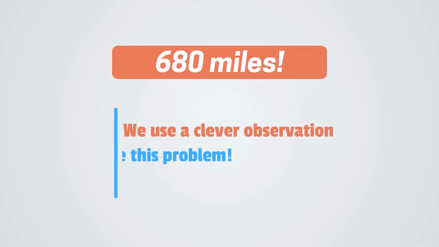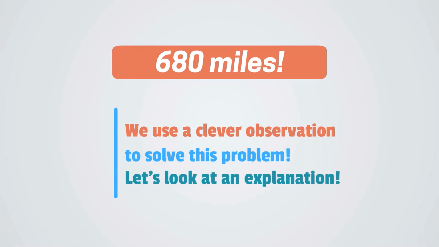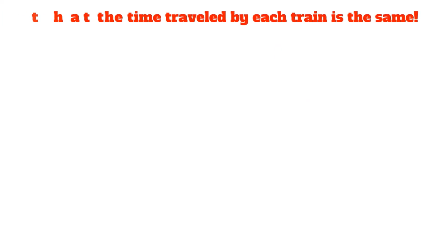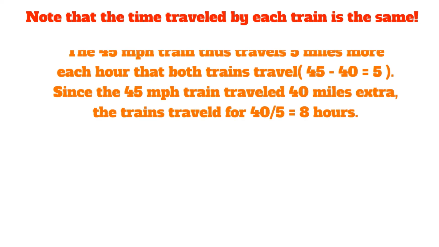The answer is 680 miles. We use a clever observation to solve this problem. Let's look at an explanation. Note that the time traveled by each train is the same. The 45 miles per hour train thus travels 5 miles more each hour than the other train, since 45 minus 40 equals 5.